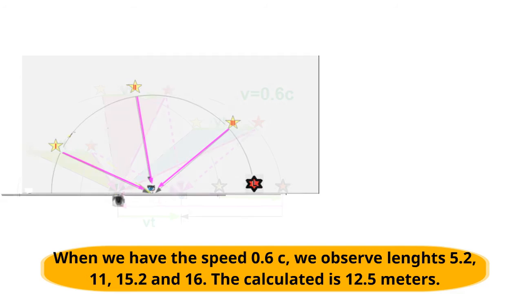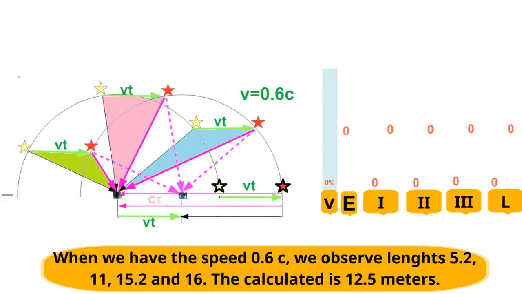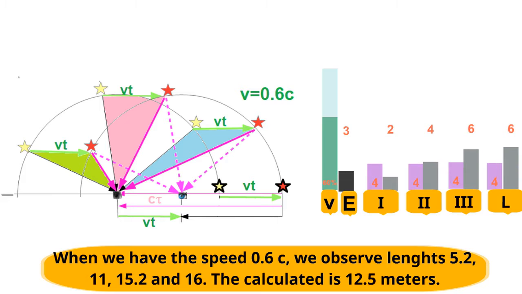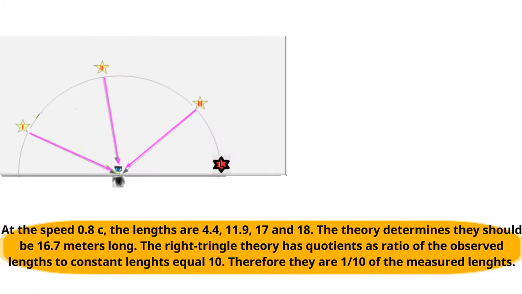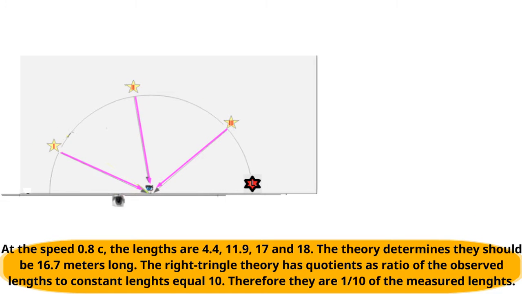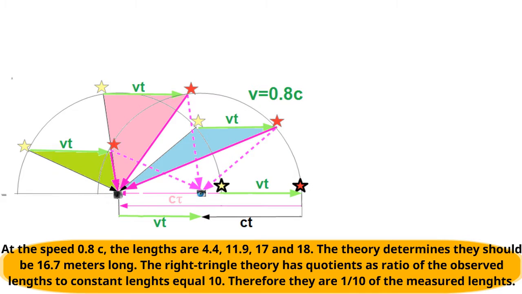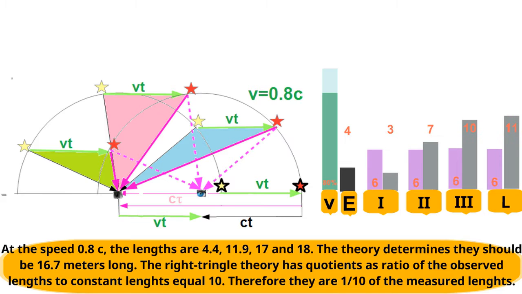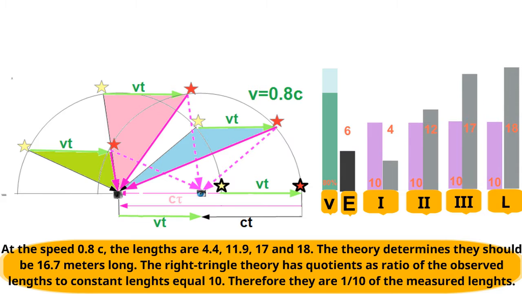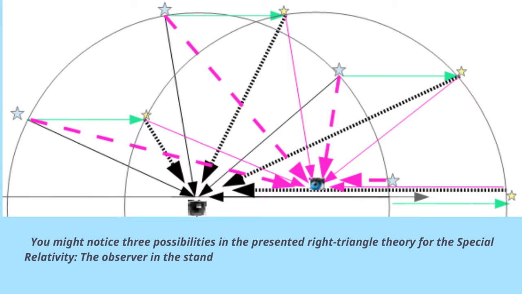When we have the speed 0.6 c, we observe lengths 5, 11, 15 and 16. The calculated length is 12.5 meters. At the speed 0.8 c, the lengths are 4, 11, 17 and 18. The theory determines that they should be 16.7 meters long. The right triangle theory has quotients as the ratio of the observed lengths to constant lengths equal to 10. Therefore they are 1/10 of the measured lengths.